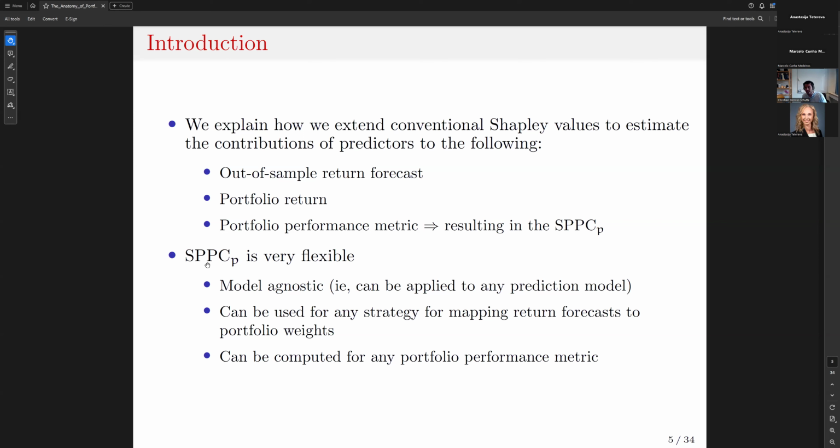One case, as you asked, Mehmet, was the Sharpe ratio, but it could also be the Calmar ratio, or alpha in terms of the Fama-French 6-factor model. So any portfolio metric that you want, that is a function of your ML forecast, right? It's very flexible, and again, it can be computed for any performance metric.